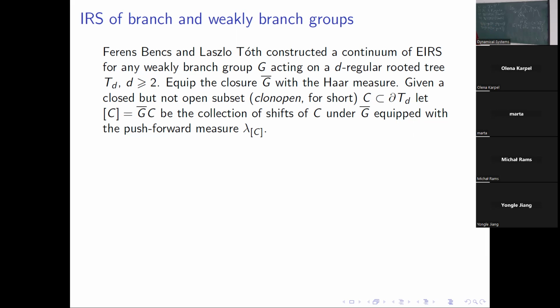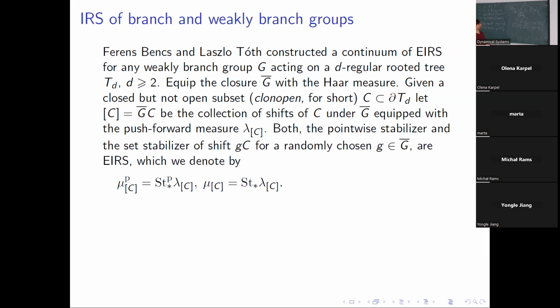If instead, for instance, as a set C we take just one point, some point x, then what we obtain is the set of all one-point subsets. So it will be naturally isomorphic to the boundary of the tree. So this is another simple example of this construction. But in general, we will obtain some continuum set with a measure on it and with a natural action of G.